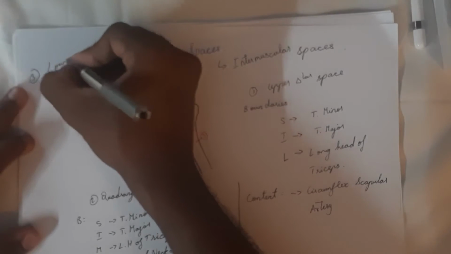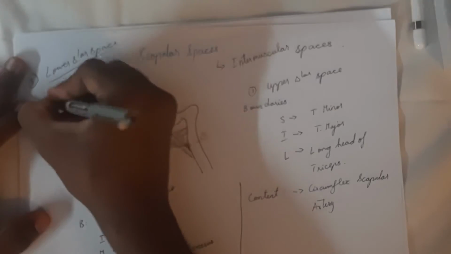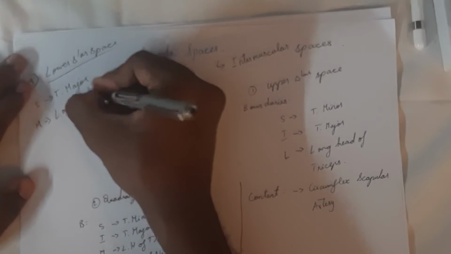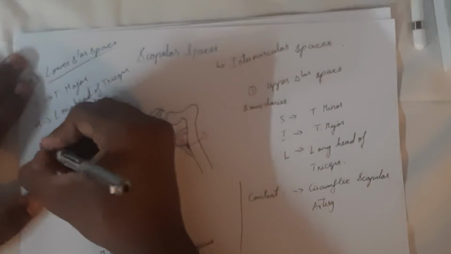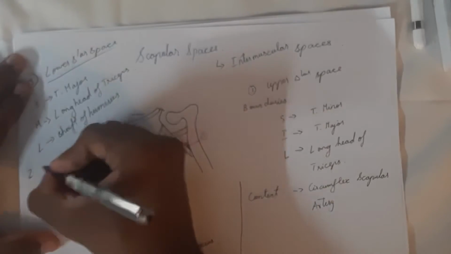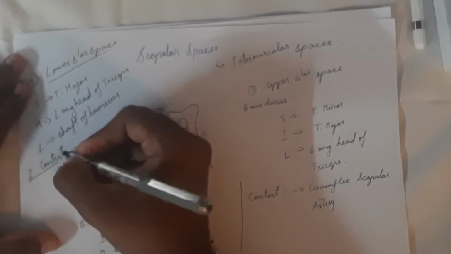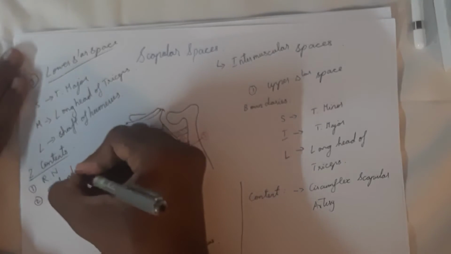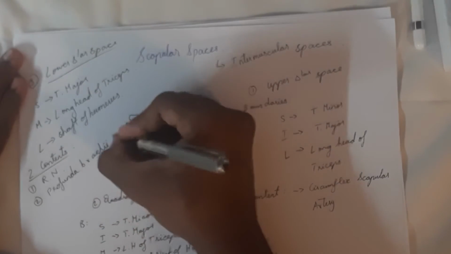And then we move on to the lower triangular space. It has three boundaries that are the teres major superiorly, medially the long head of triceps, and then laterally the shaft of humerus. And then there are two contents: the radial nerve and the profunda brachii artery.